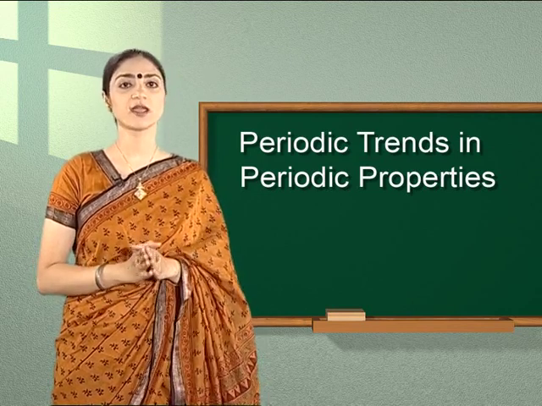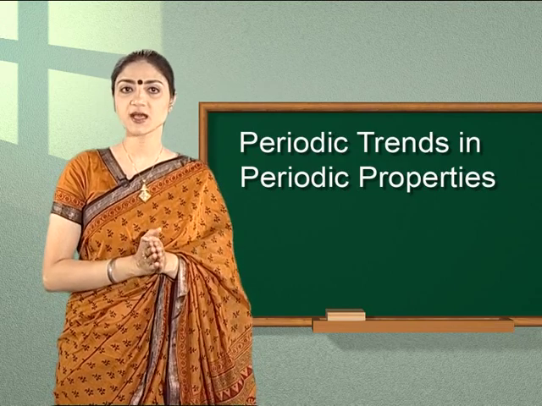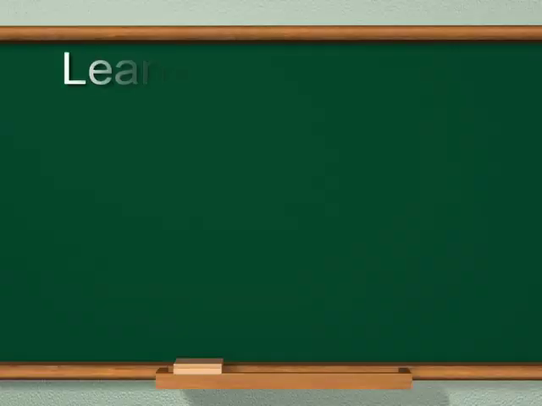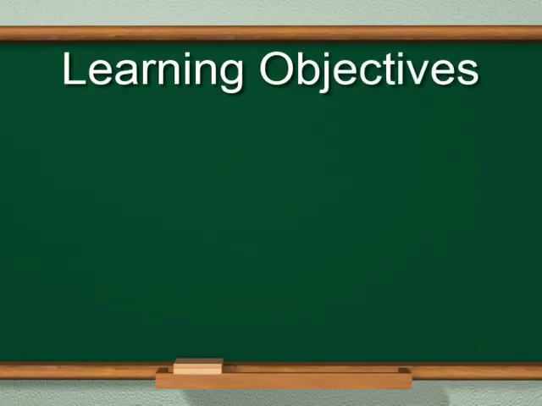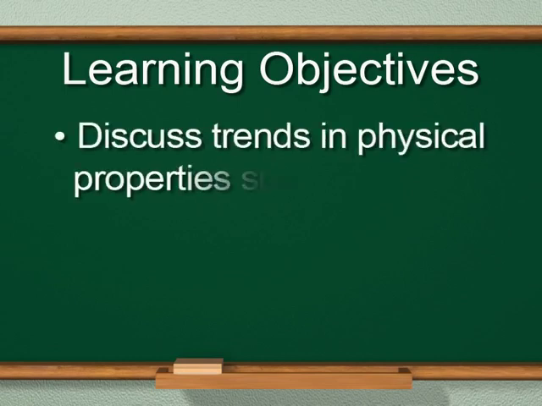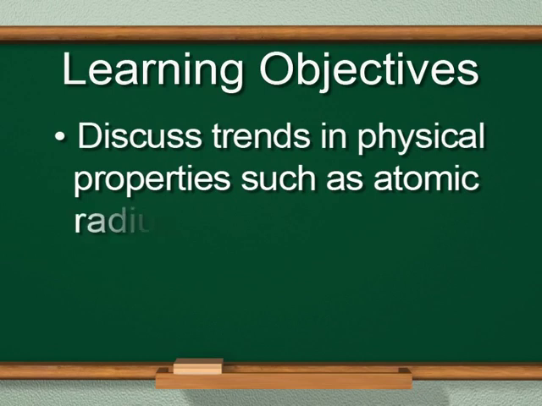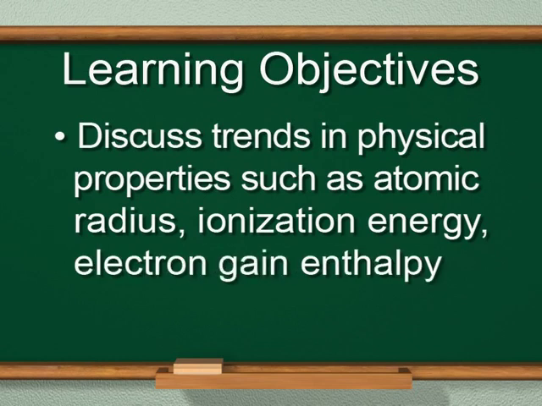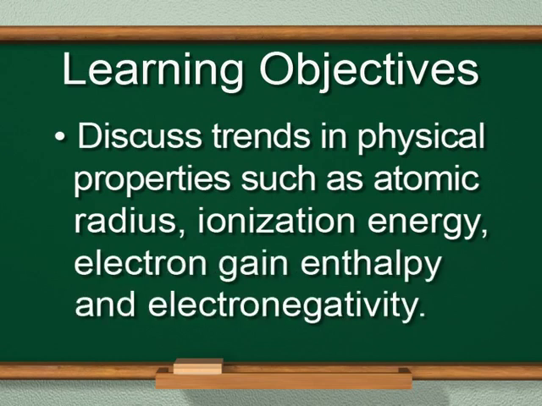But before going any further, let me discuss the learning objective of today's lesson. On completion of this topic, learners will be able to discuss trends in physical properties such as atomic radius, ionization energy, electron gain enthalpy, and electronegativity.